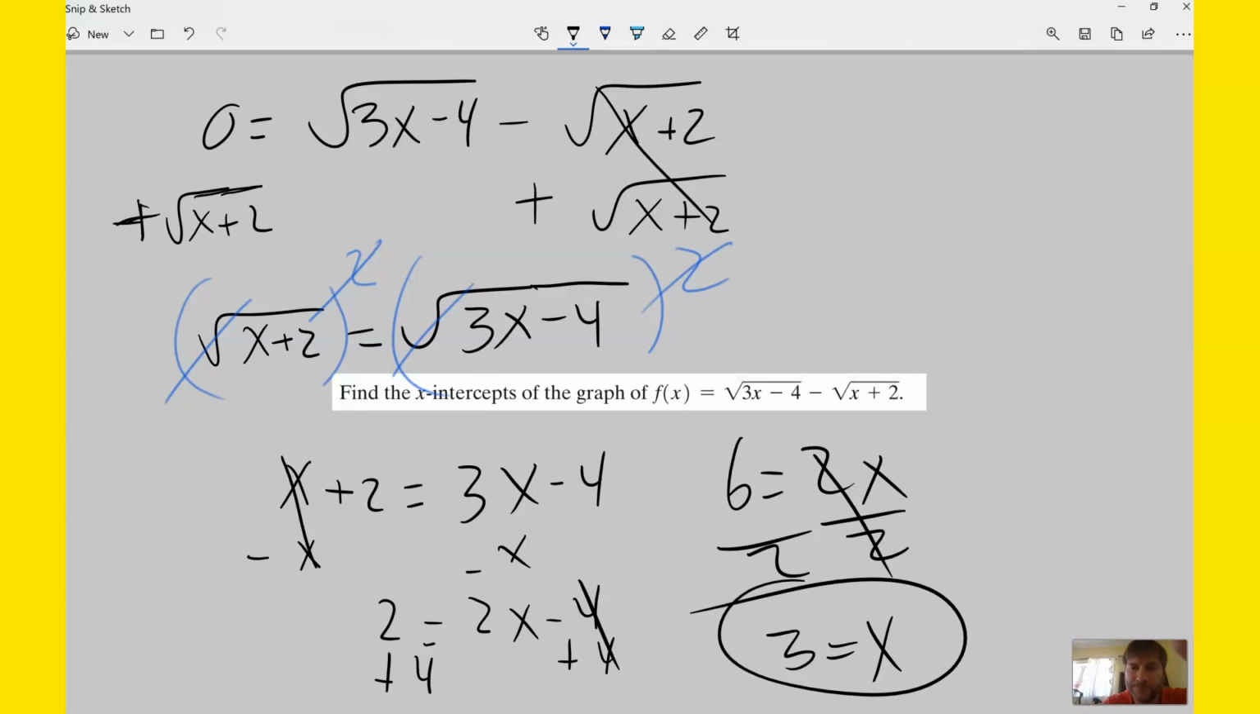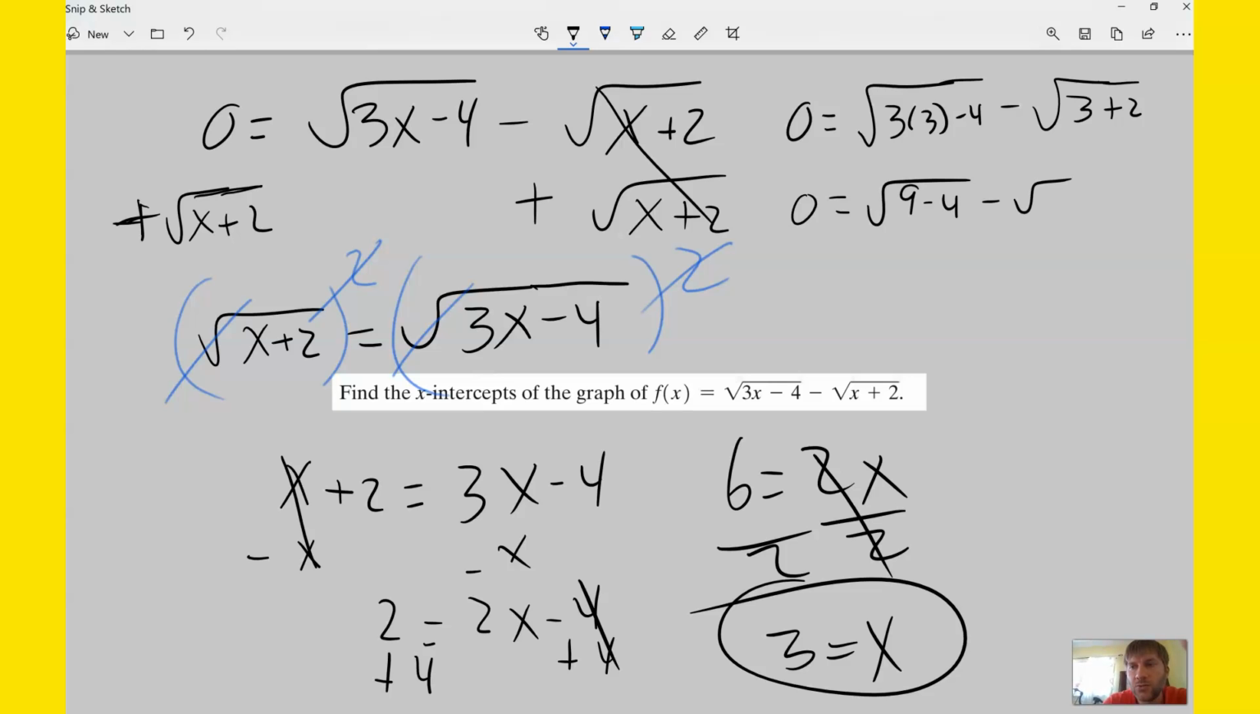So let me try. 0 equals the square root of 3 times 3 minus 4 minus the square root of 3 plus 2. Okay, so 0 equals the square root of 9 minus 4 minus the square root of 5. So 0 equals the square root of 5 minus the square root of 5. And that does equal 0, so I think it does work. So 3 is a good answer there.